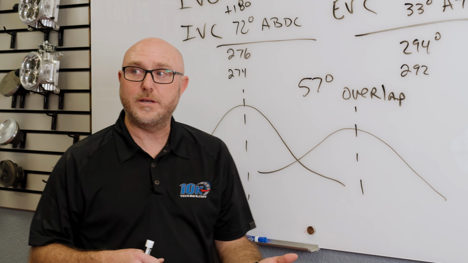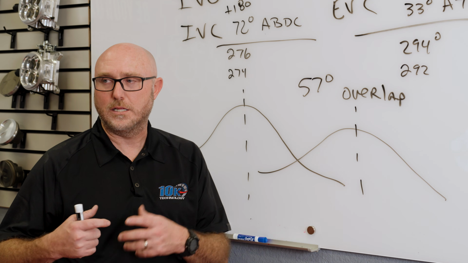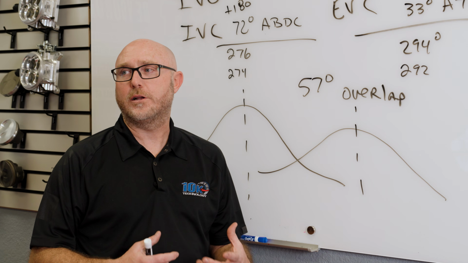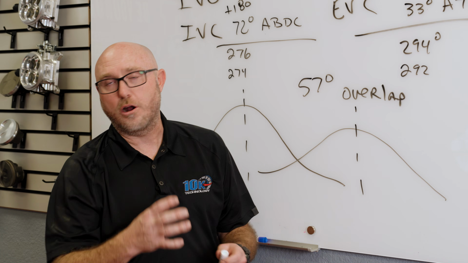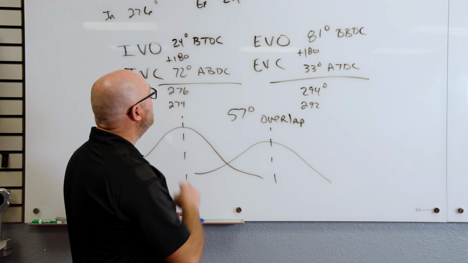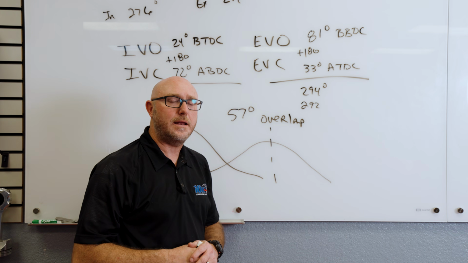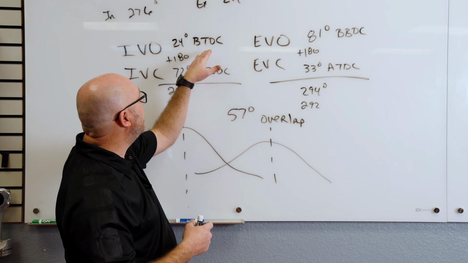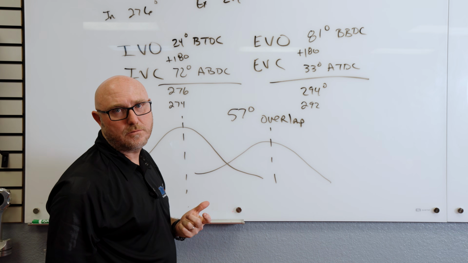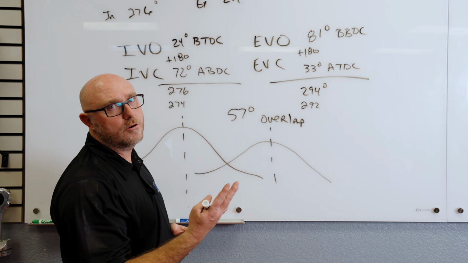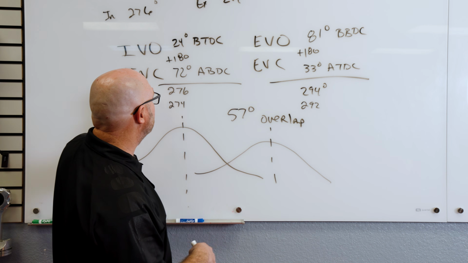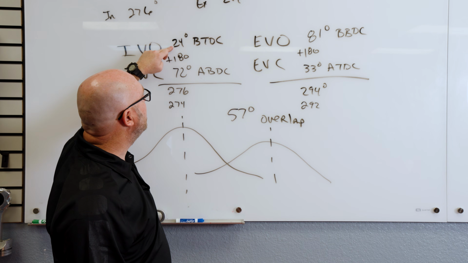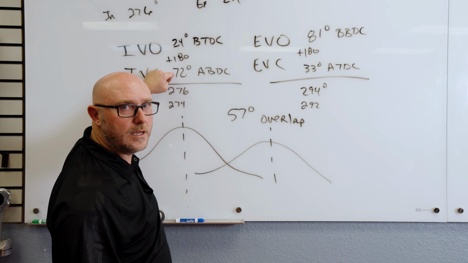So what I'm going to do is start manipulating what I do with the lash and what I do with the camshaft phasing, or what we talked about earlier with advancing or retarding the cam. What I could do, for example, is say I want to move only my intake opening event. So I could put that 4 thou of lash in there. My camshaft gets 2 degrees smaller, which means my 24 becomes 23 and my 72 becomes 71.